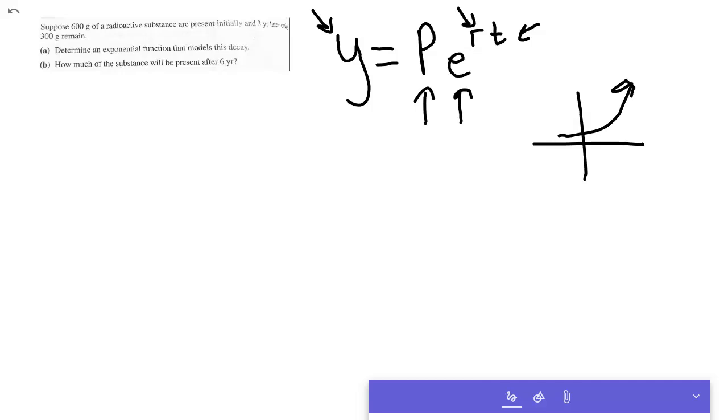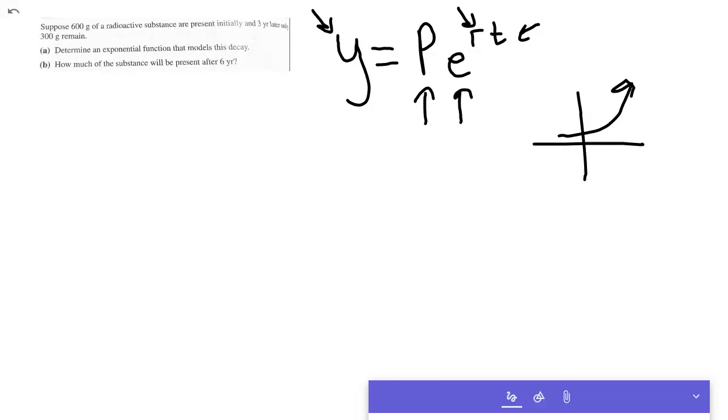So suppose you have 600 grams of a radioactive substance present initially, and 3 years later, you have 300 grams remaining. So, in other words, our half-life is 3 years. So you could definitely answer this question pretty quickly, and you can logic it out in a hurry too. But I'm definitely going to show you where everything would go.